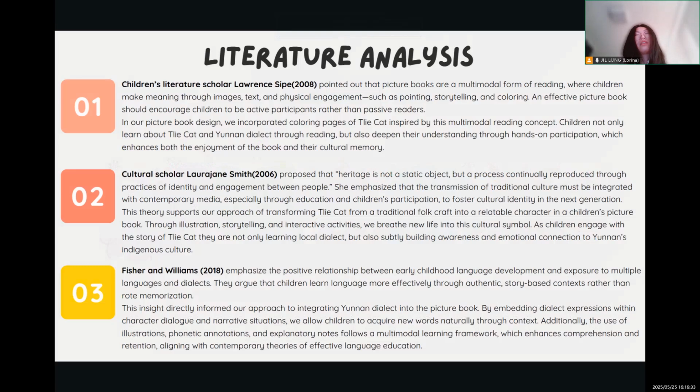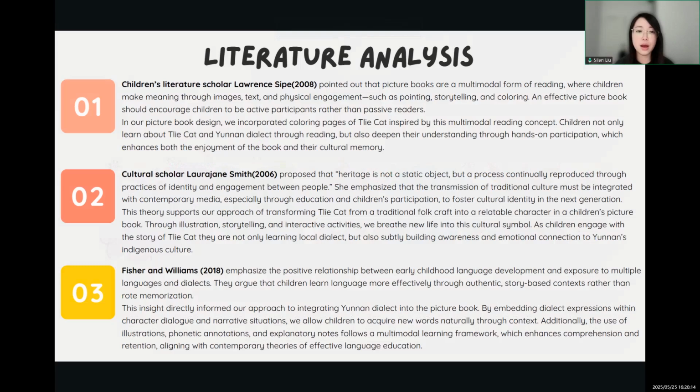Now let's look at literature analysis. At first, children's literature scholar Lawrence Sipe in 2008 pointed out that picture books are a multimodal form of reading, where children make meaning through images, text, and physical engagement such as pointing, storytelling, and coloring. So in our picture book design, we incorporated coloring pages of Talcat inspired by this multimodal reading concept. Children not only learn about Talcat and Yunnan dialect through reading, but also deepen their understanding through hands-on participation.